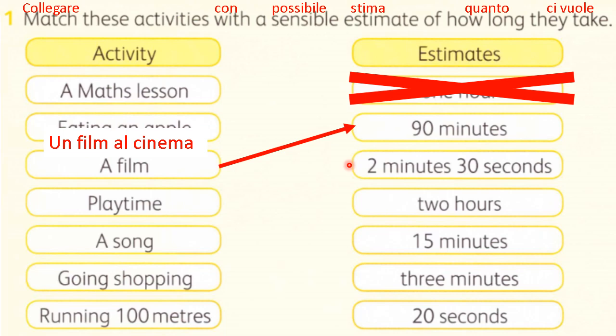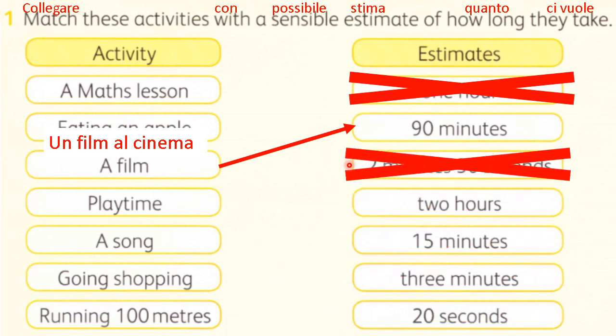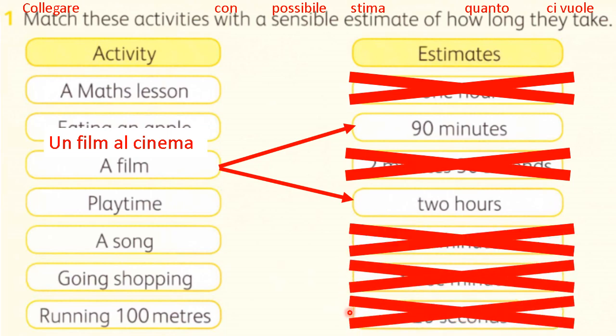2 minutes and 30 seconds is not a sensible estimate. 2 hours is a sensible estimate too, if the film is longer. 15 minutes, 3 minutes, 20 seconds are not sensible estimates because they are too short.